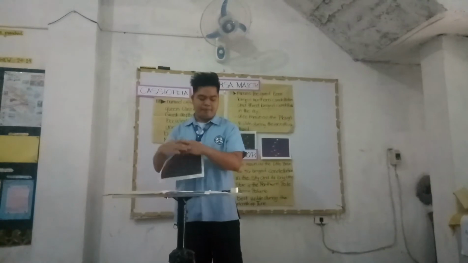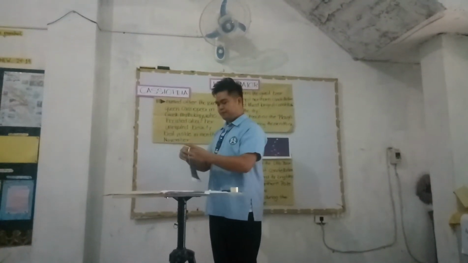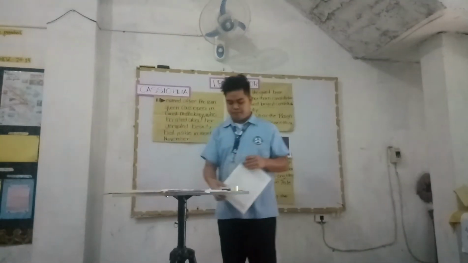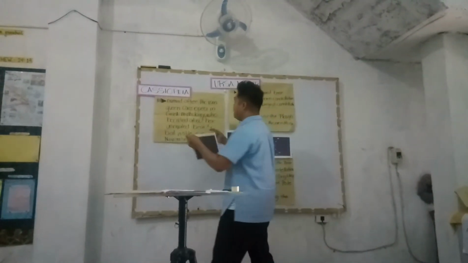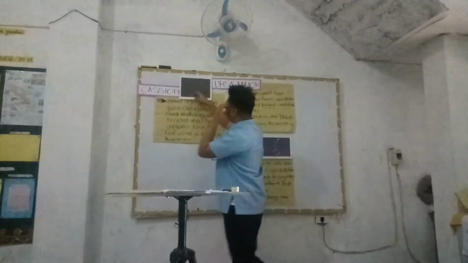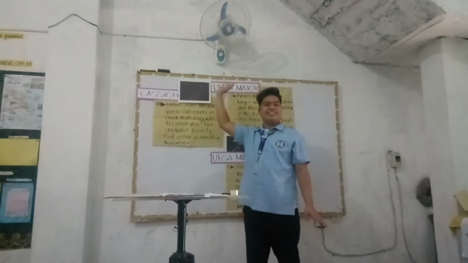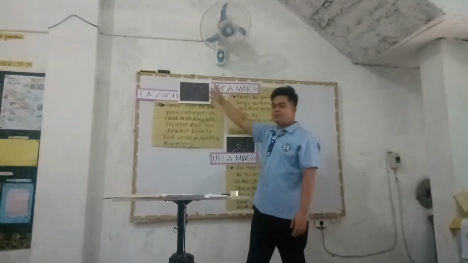in the night sky. So I have a photo here. Alright, so this is Cassiopeia. So the image looks like a W, right? So that is the Cassiopeia.